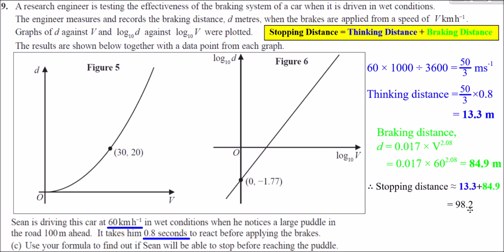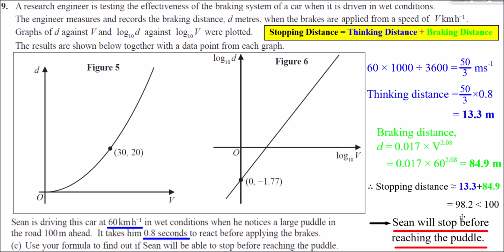which comes to approximately 98.2. Sean, though, sees a large puddle which is 100 meters ahead. So will he stop before reaching the puddle? Well, it's going to take him about 98 meters to stop. The puddle's 100 meters ahead. So importantly, he can stop before the 100 meter point because this value is less than 100. So he's got about 2 meters to spare. It's a close shave, but essentially the answer is he can stop in time. So the conclusion is simply to say Sean will stop before reaching the puddle, assuming this model, of course, holds true.